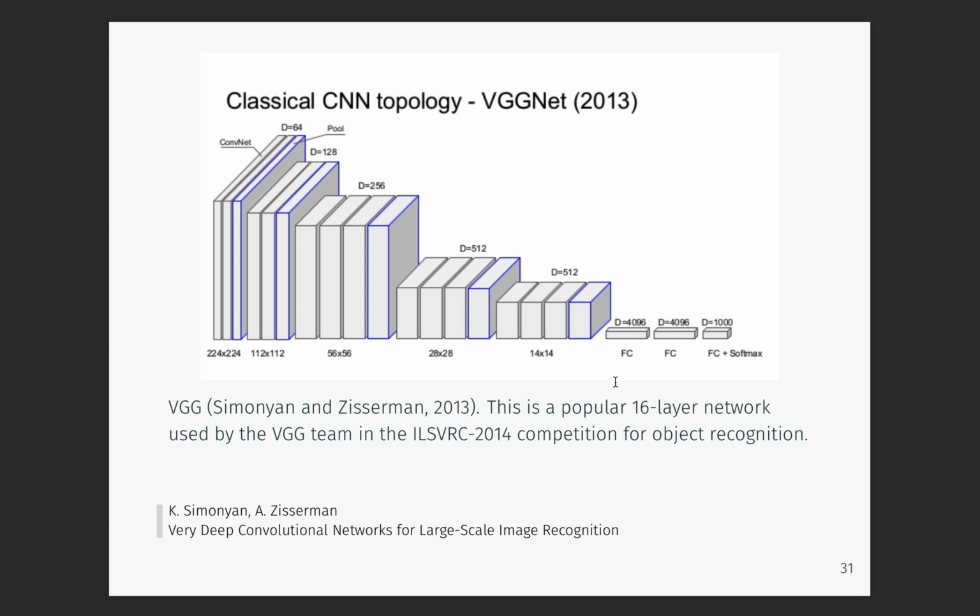And then at this point, that is followed by 3 dense layers, or 3 fully connected layers, and you finish with softmax. This was actually the winning entry for the 2014 competition for object recognition, and it's quite a popular network. You can find the weights already trained and download them online, and it's quite easy to just reuse that network for your own work.